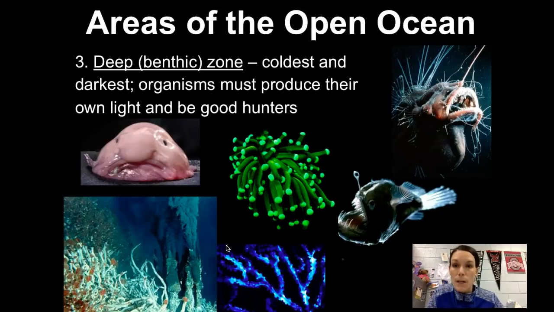The deep zone is pretty neat. It's also sometimes called the benthic zone. You should be thinking benthos from your previous notes. This is the coldest and the darkest area of the ocean, and a lot of organisms produce their own light. They have to be good hunters, because there is zero light in this area. So you have bioluminescent algae. This is how it glows blue, really pretty like that.